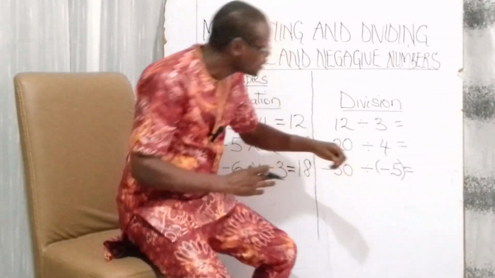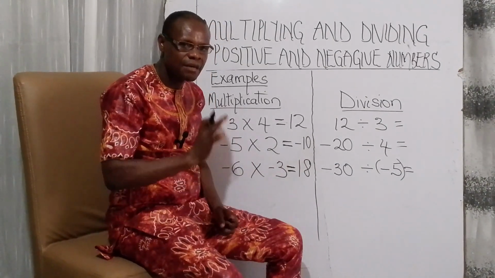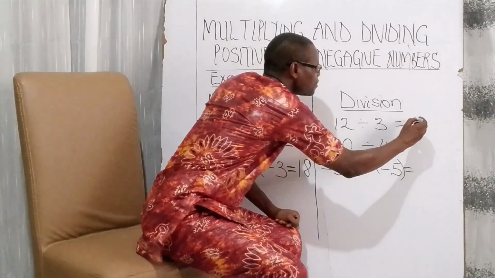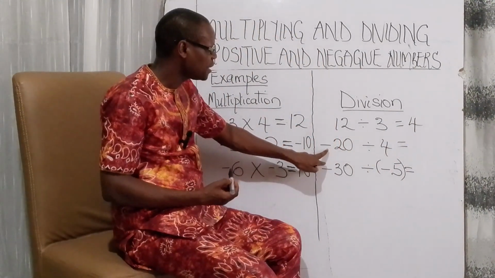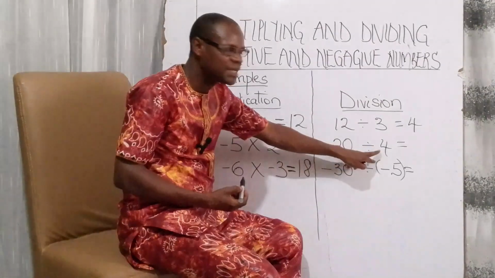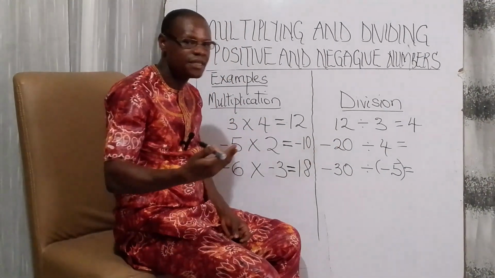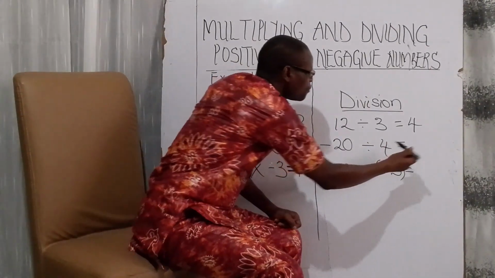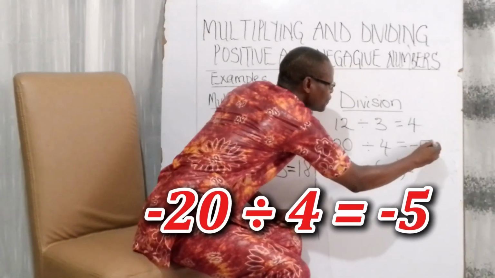So in this case here, we have 12 divided by 3. Both numbers are positive. So our answer becomes positive 4. In this case here, one is negative, the other is positive. So therefore, our answer is going to be negative. So 20 divided by 4 will give us 5, and that will give us negative 5.